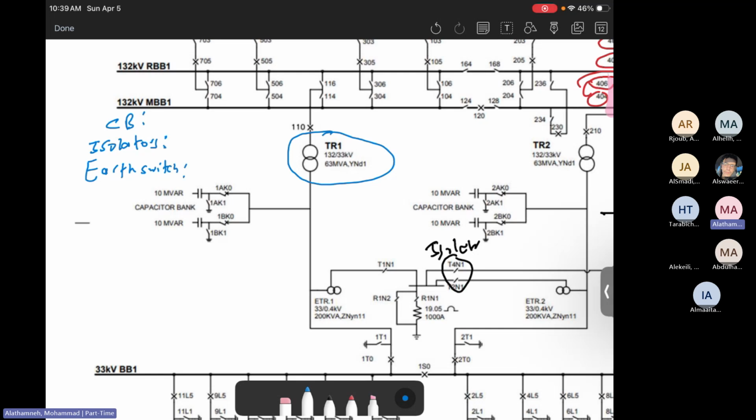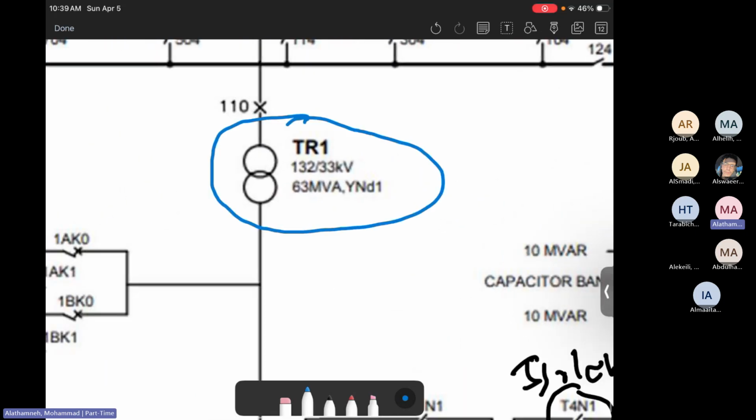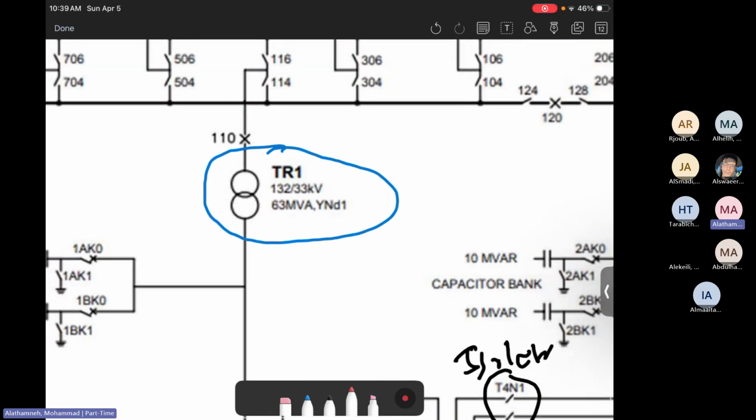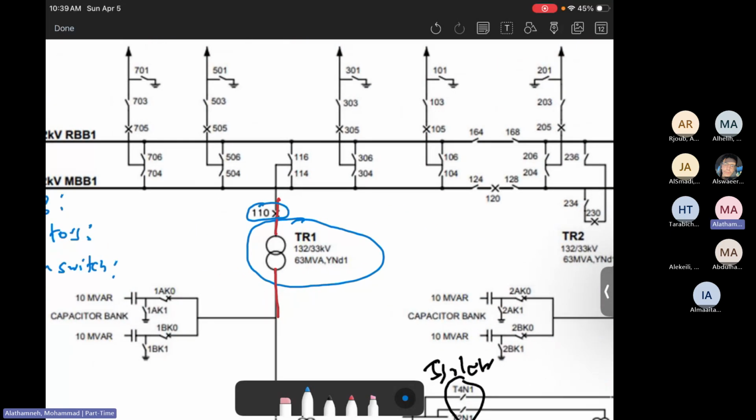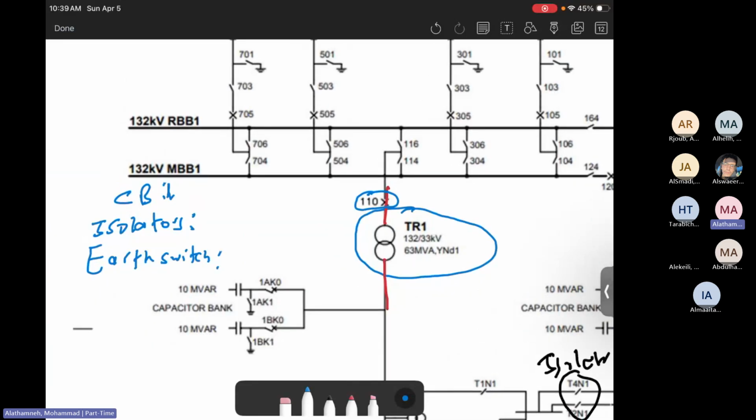Keep in mind they must be in order. So start with the circuit breaker alone. Let's look at TR1. Look at the paths of the currents. So there is a path here, there is a path here. When you look at the path here, there is a circuit breaker 110. So therefore, I will add 110 circuit breaker must be disconnected.